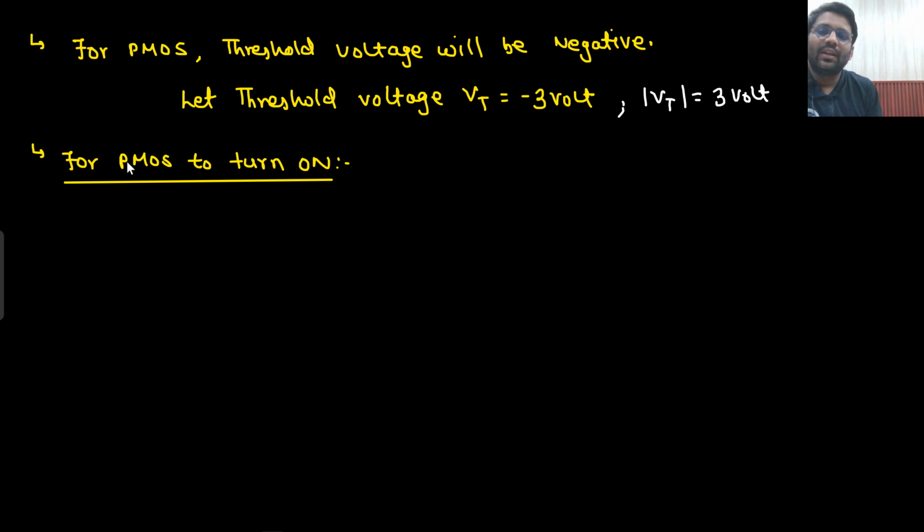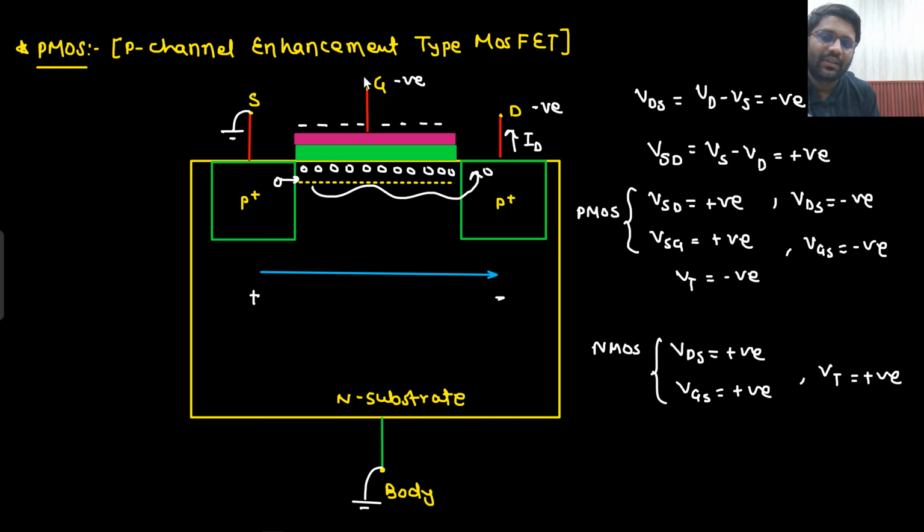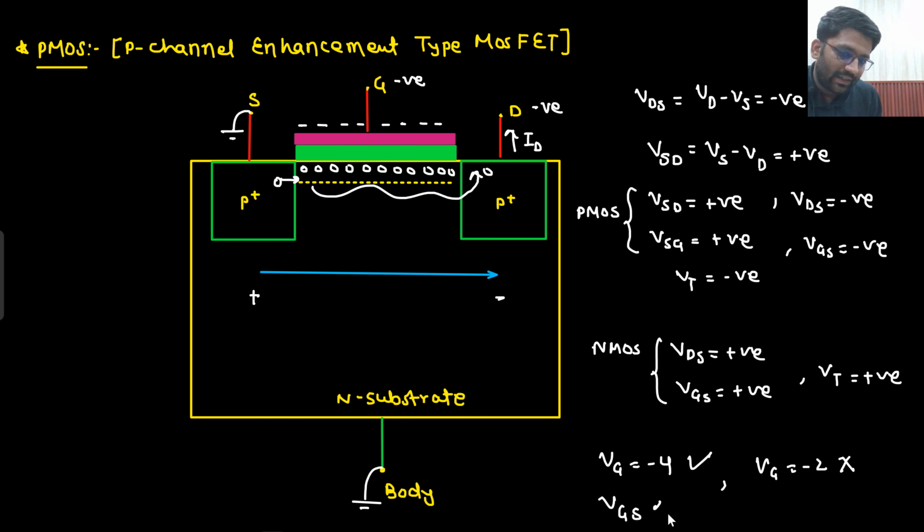Have some patience. For the PMOS to turn on, just now I said that your gate potential should be negative. That means your VGS should be negative. If at the gate I apply minus 4 volt, my job is done. But if you apply gate potential to be minus 2 volt, your job is not done. That means if your VGS is less than VT, then your job is done. Is that understandable to you?